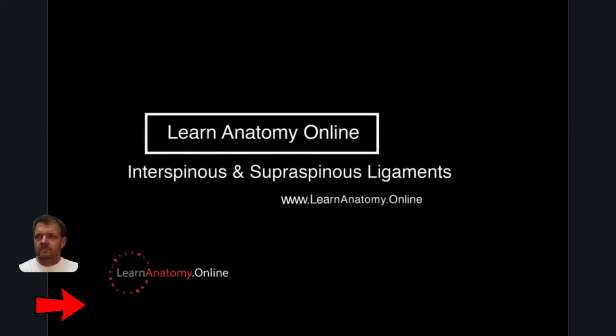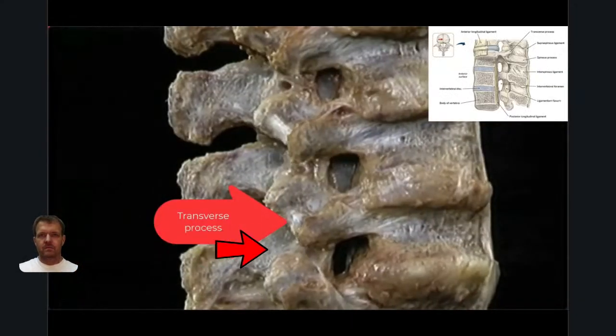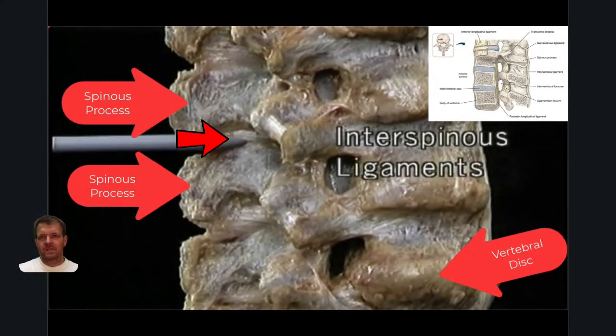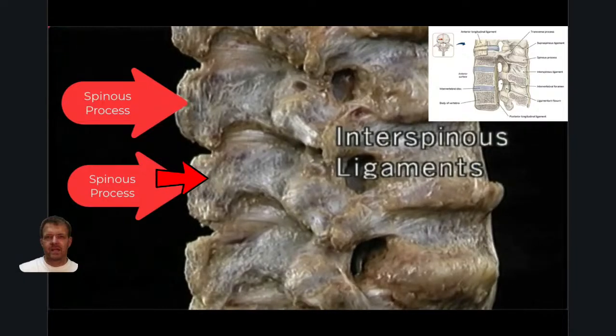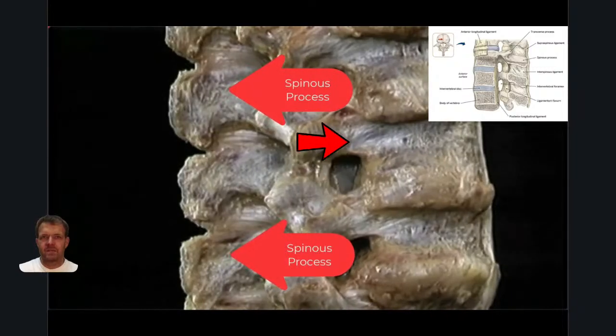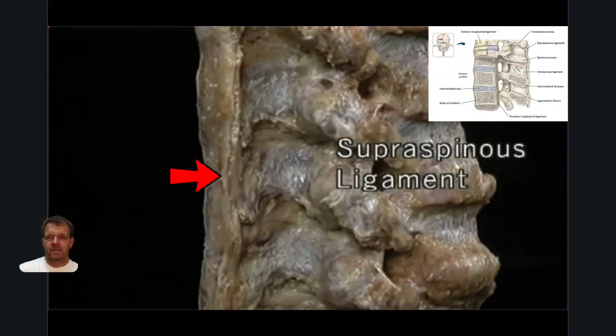This is what they look like for real. Let me just open that up. Here we go. Okay, so there's your transverse process. There's your interspinous ligaments, so in between the spinous processes. So you've got spinous processes there and there. So this is a view from the side. There's your neural foramen. So that's where the nerves will come out eventually. And then there's the supraspinous ligament that goes on the top.